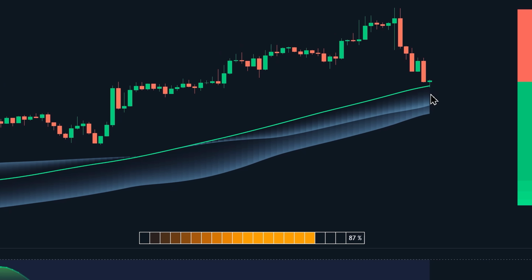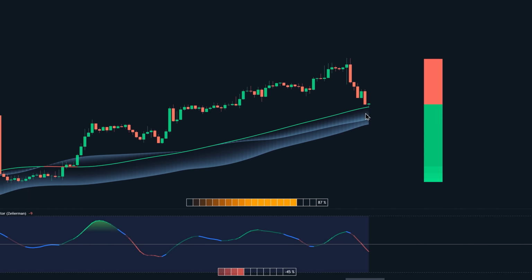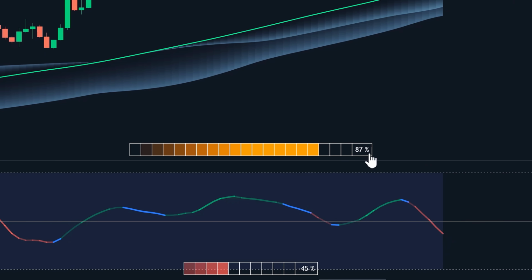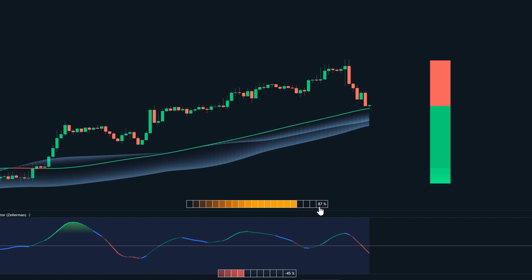Now, during the pullback, you want to check the Kalman Trend Strength Oscillator. It should be under the 0 level to confirm the pullback. Also, look at the trend strength gauge. It needs to indicate at least 80%. Here we can see it's well above 80%, meaning the trend is strong enough to push the price up.